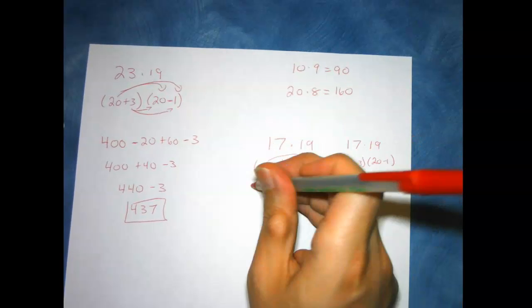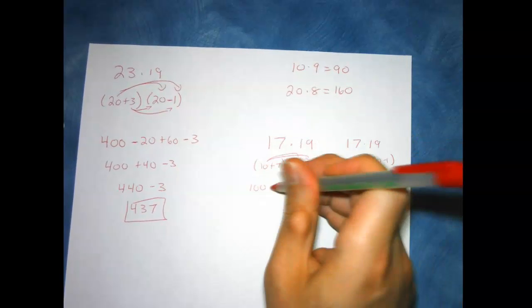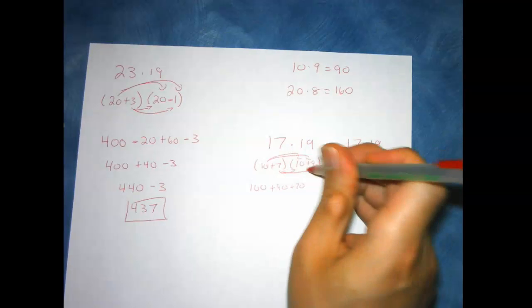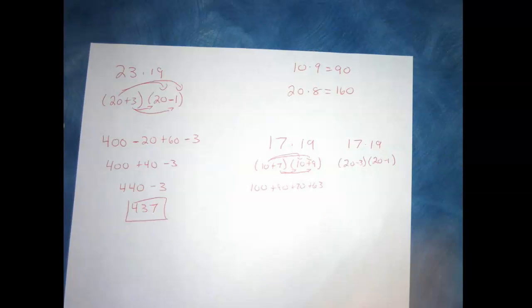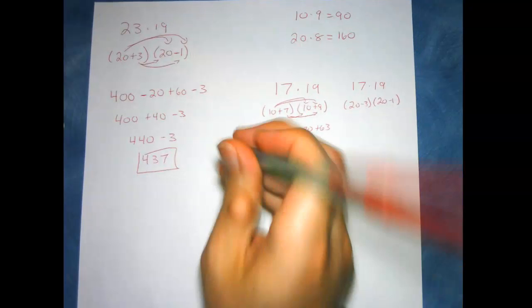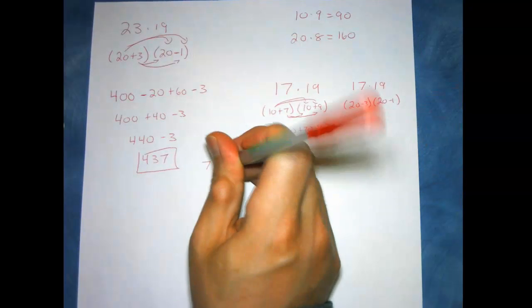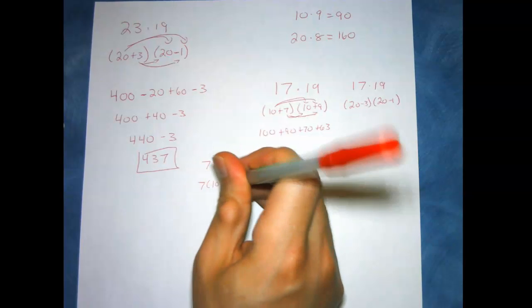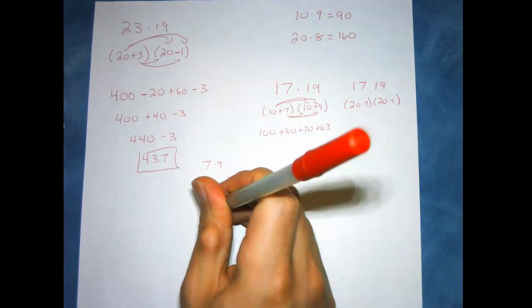Okay, 10 times 10 is 100. 90, 70, plus 63. Real quick comment, if you did not know what 7 times 9 is, that is okay. Come off to the side: 7 times 9, and instead of 9, let's do 7 times 10 minus 1. 70 minus 7, 63.